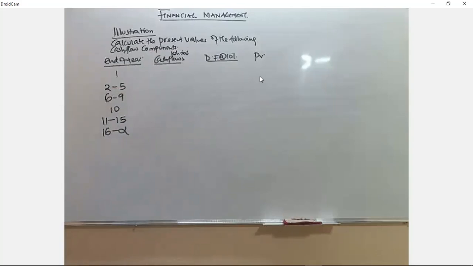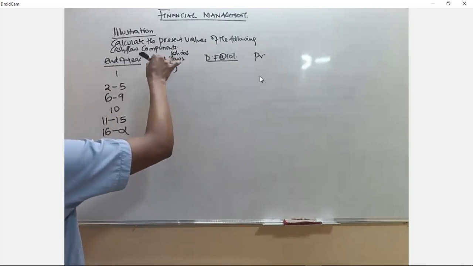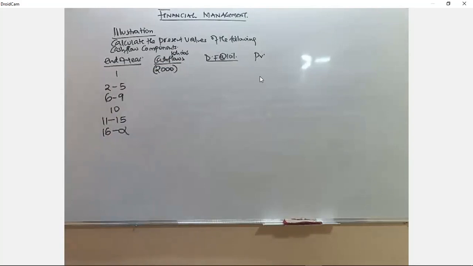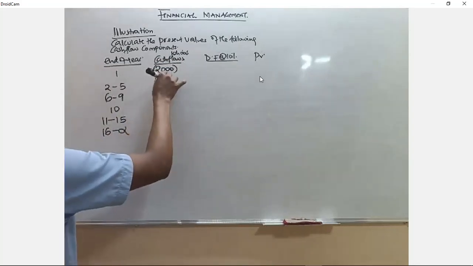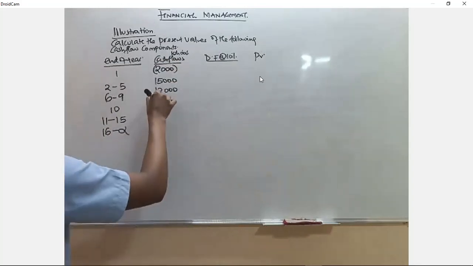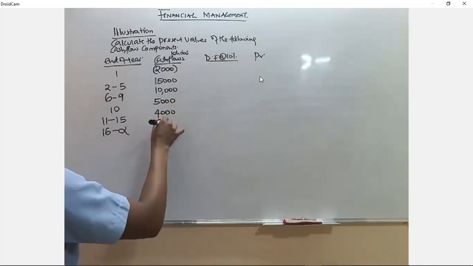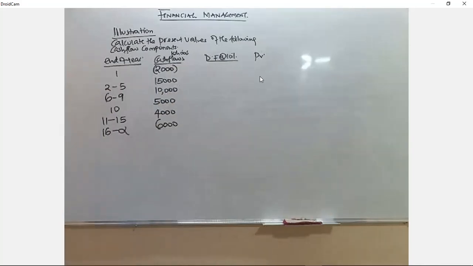Then for the cash flow, in year one we have our initial outlay, our capital, 200 in brackets. Then we have 15,000, 10,000, 5,000, 4,000, and then 6,000. So in this case, we are going to have a challenge differentiating between annuity and lump sum. So I just ask a simple question: is our capital annuity or lump sum for the first year? Is it annuity or lump sum?